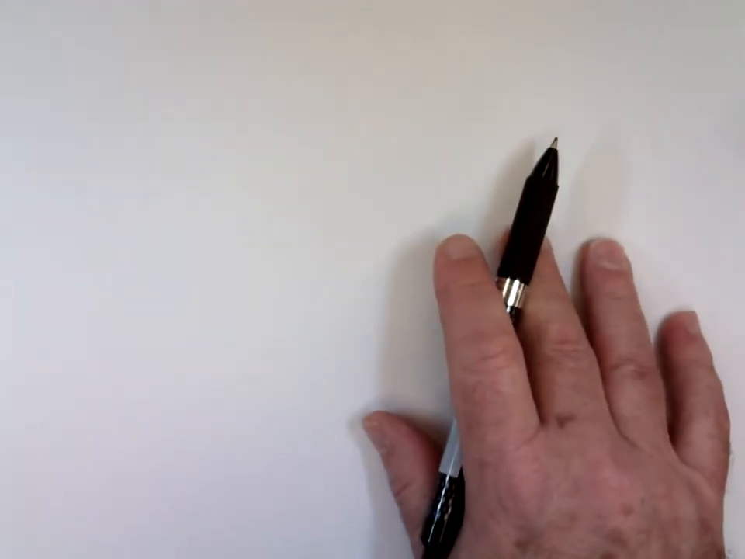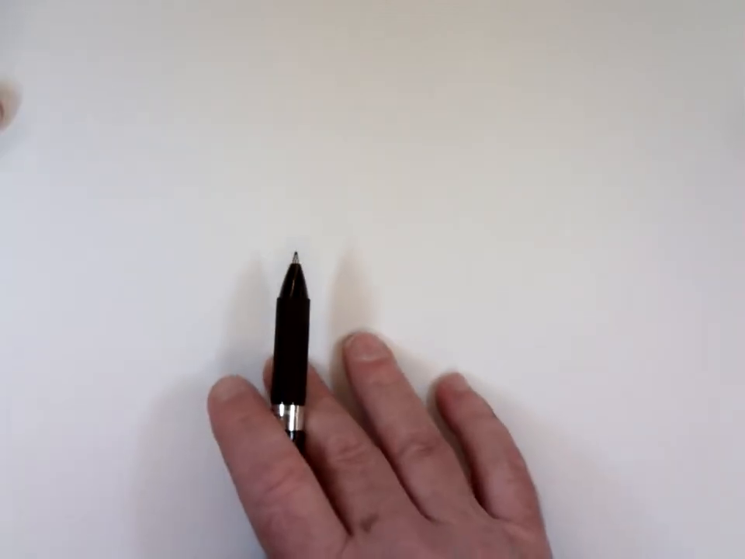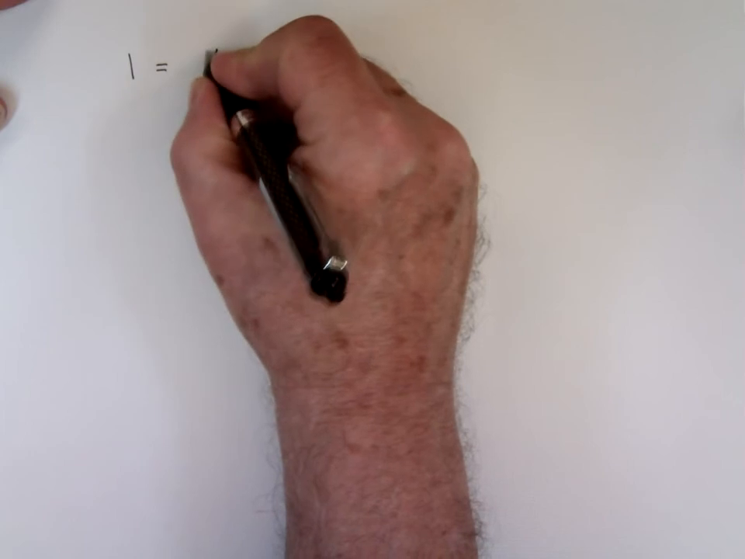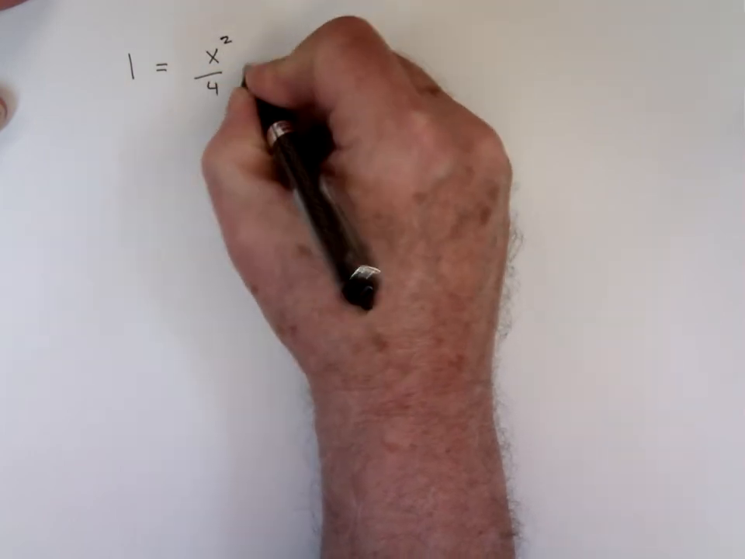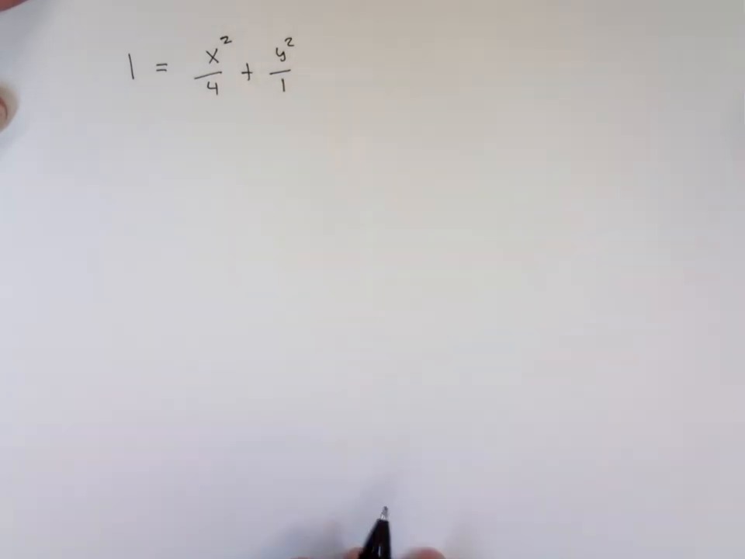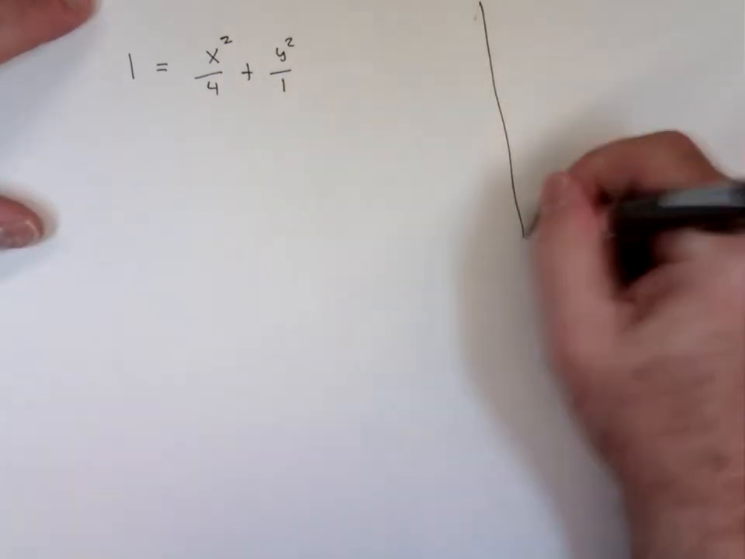First thing I'm going to do is find the slope of the tangent line by taking a look at the derivative. So here's what we're given: 1 equals x squared over 4 plus y squared over 1. That's our level curve. That's our ellipse.